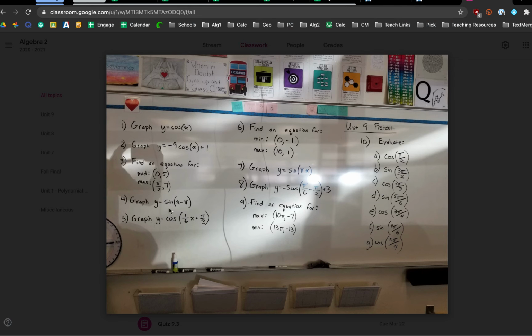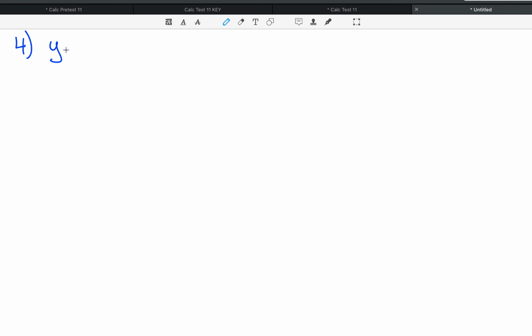Problem number 4, y equals sine of x minus pi. We only have one thing happening. We have no amplitude that's being adjusted. We have no period that's being adjusted, there would have been a number in front of the x. And we have no midline. The only thing that's happening is this minus pi. This is called phase shift.